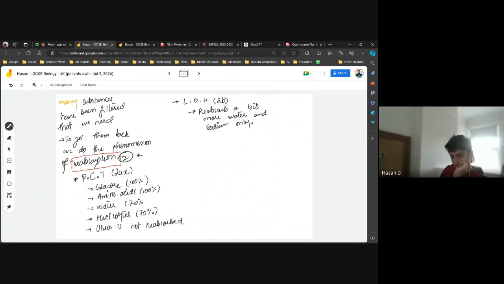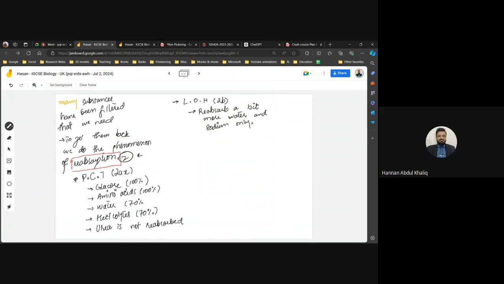Okay, so in the proximal convoluted tubule, everything would be majorly reabsorbed. In the loop of Henle, we reabsorb a bit more water and sodium only. What is the main purpose? We are going to concentrate urea so that urea could be released out.